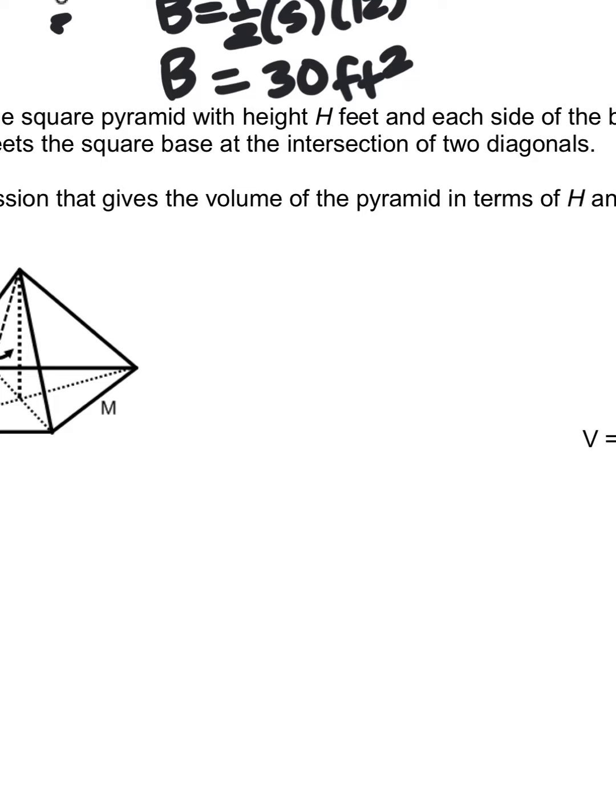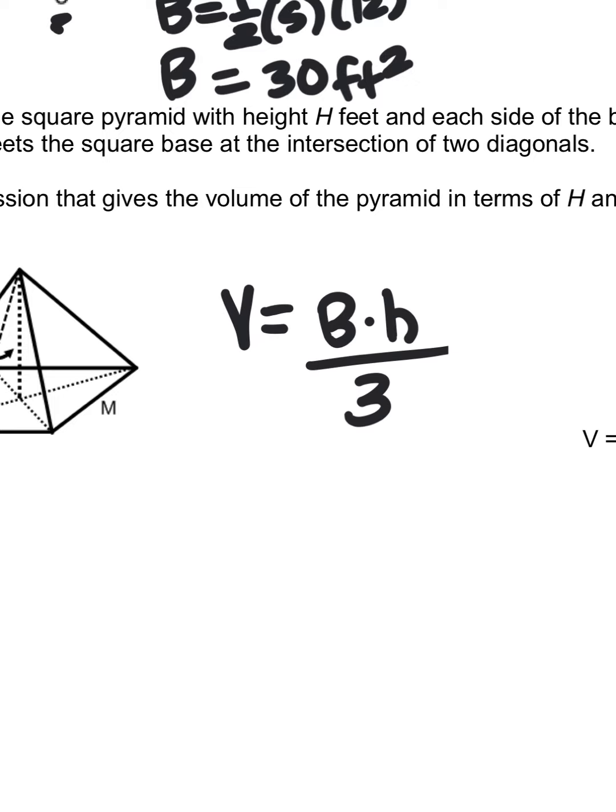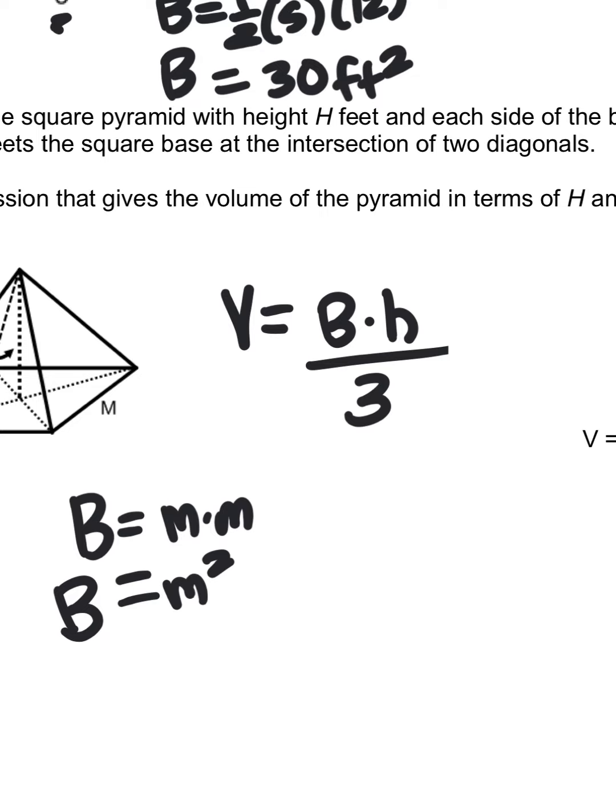Next up, we're considering a square pyramid with height h feet and each side of the base m feet. The altitude meets the square base at the intersection of the 2 diagonals. So write an expression that gives the volume of the pyramid in terms of h and m. So we're not using numbers here, we're using letters to represent numbers. I still need my volume formula for a pyramid, which is the area of the base times the height divided by 3. So in this case, the area of my base is going to be m times m, or you could say m squared. So capital B is going to be m squared.